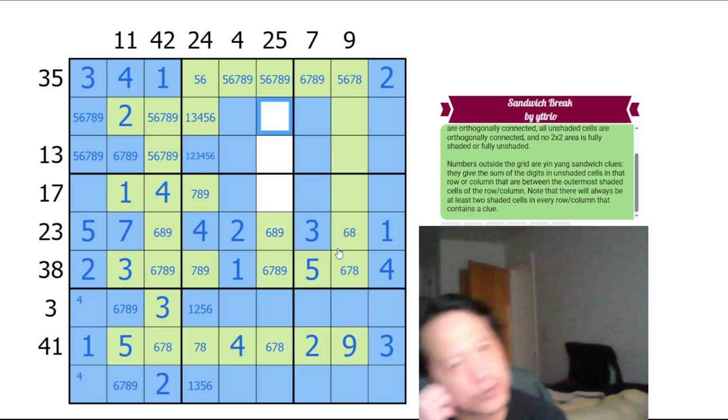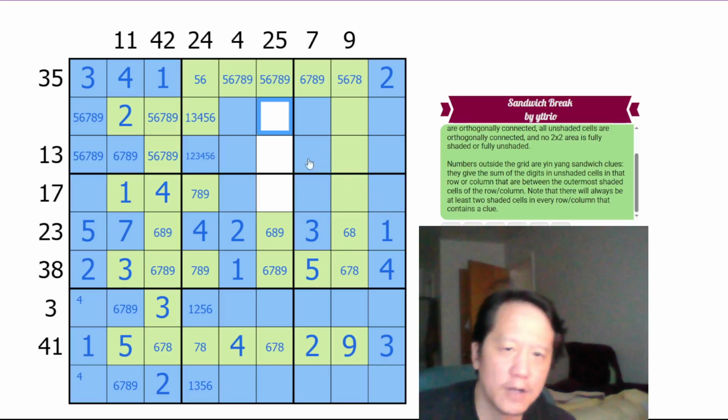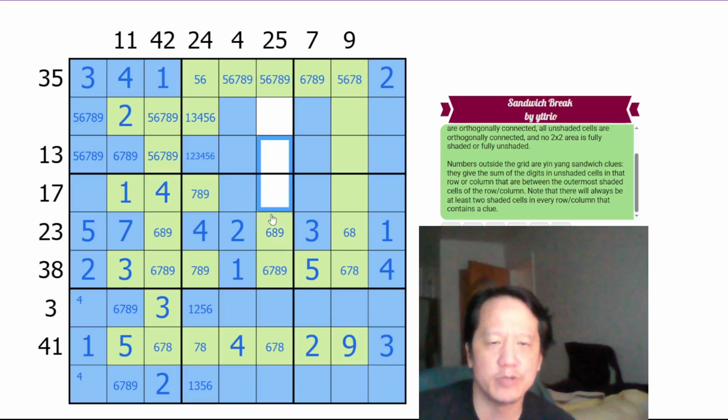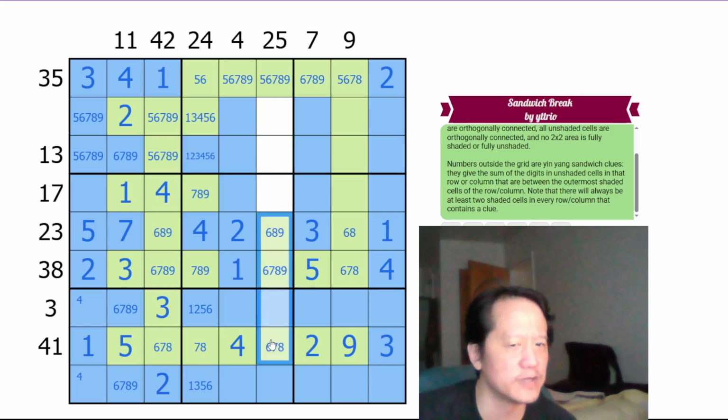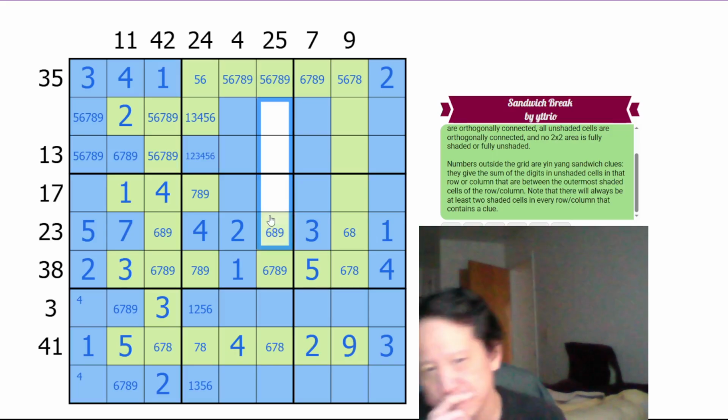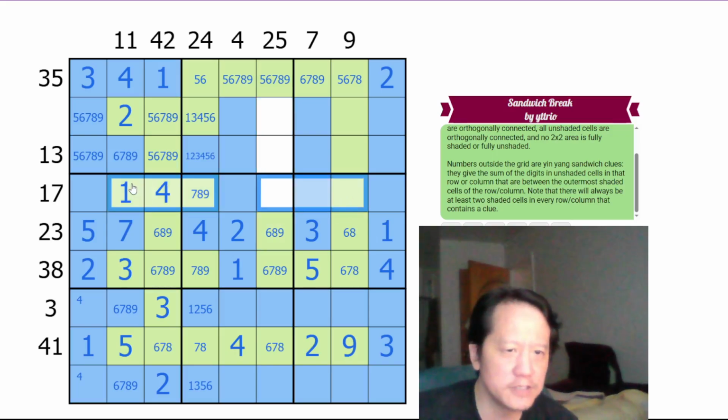If this were blue, we'd have to have green be here. It has to orthogonally connect, so that would be green, green. That would be 1, 2 at minimum. Well, actually, it could be 1, 3, and then 6, 7, 8. That actually could work. Hold up. Let's continue with the 17.